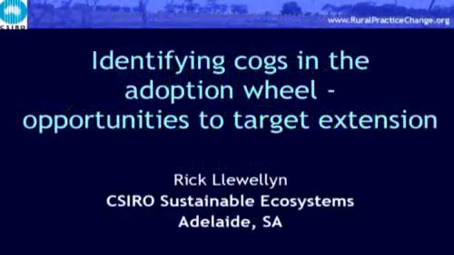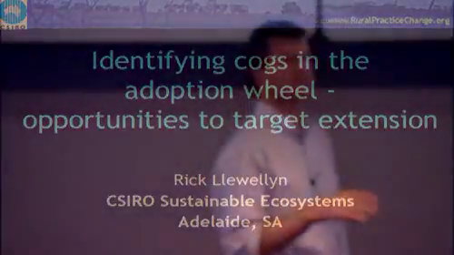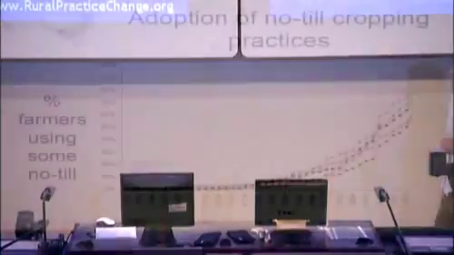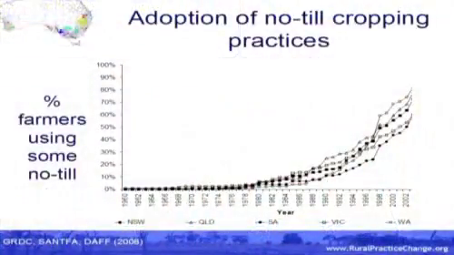Okay, we'll move on a step now. You've identified the potential adopters, and this is how you might consider ways to target your activities towards those. Now, this is some work we did looking at the diffusion curve for no-till, in this case up to 2002 across Australia. So the percent of farmers using some no-till.